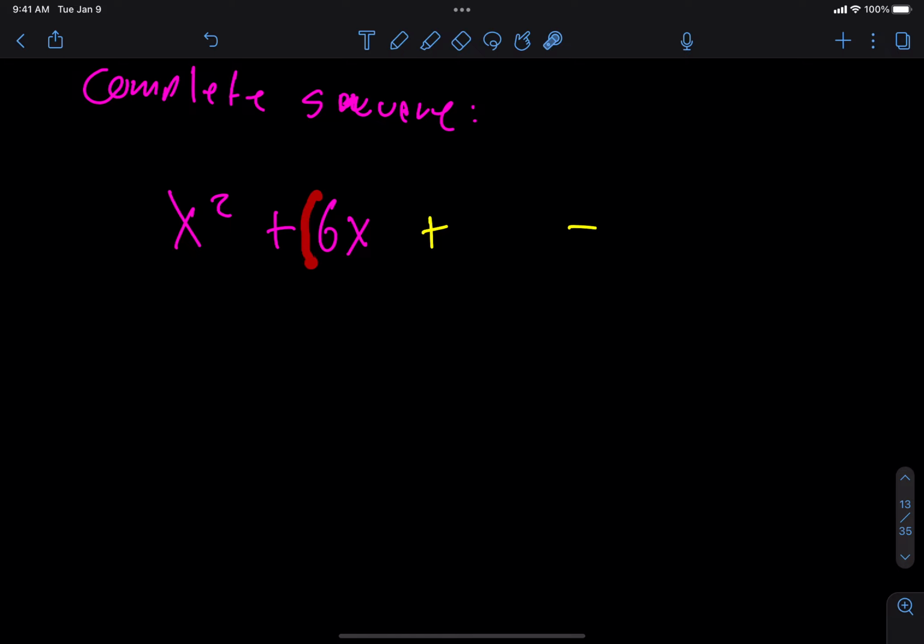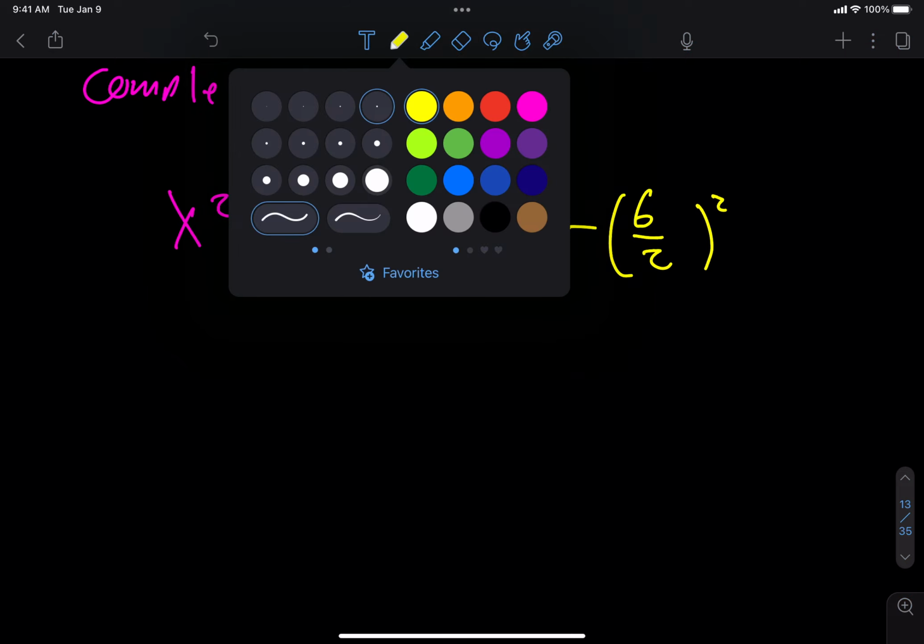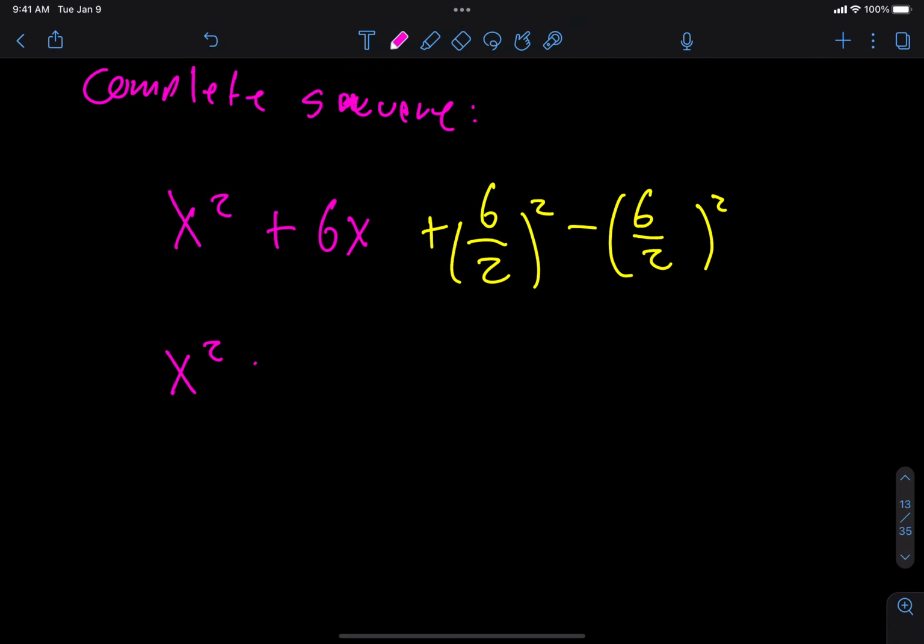I take this number, 6, and what do I do? Divide it by 2 and square it. Okay, so let's take 6, divide it by 2, and square it. And I'm going to add and subtract that. Okay, so this is the same as x squared plus 6x plus 9 and minus 9, right?